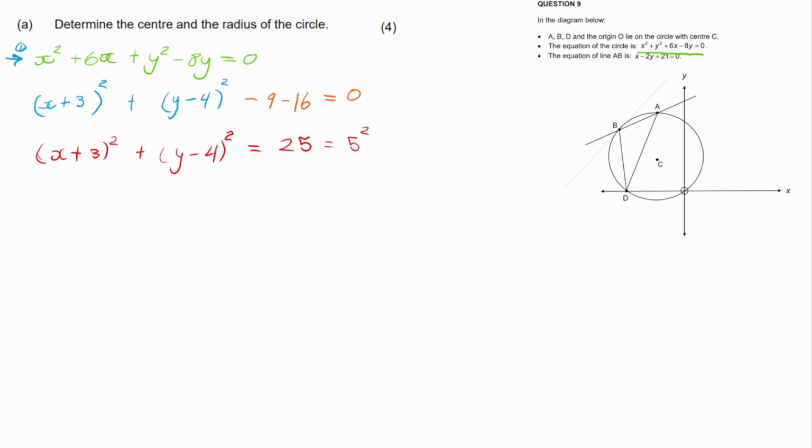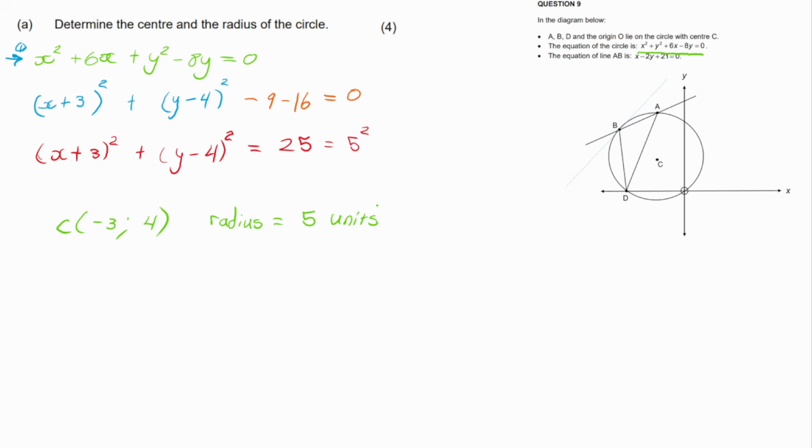So the center is just, we change the signs over here. The center is given by this coordinate C. So we say the center C is given by, instead of plus 3, we say minus 3. And instead of minus 4, we say 4. So this is the center. And the radius is equal to 5 units.